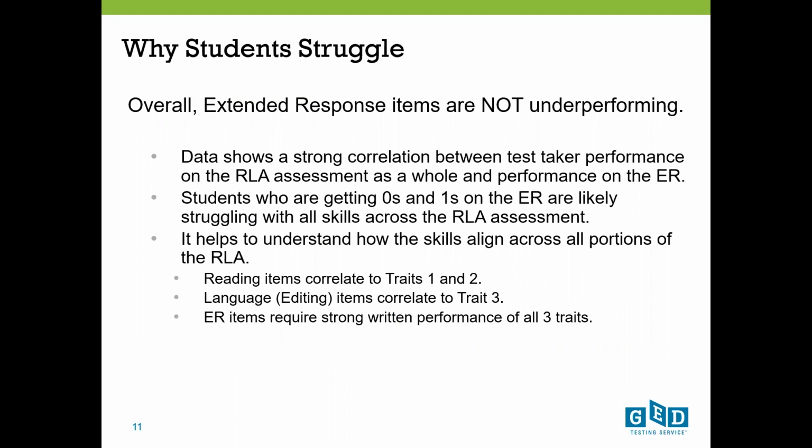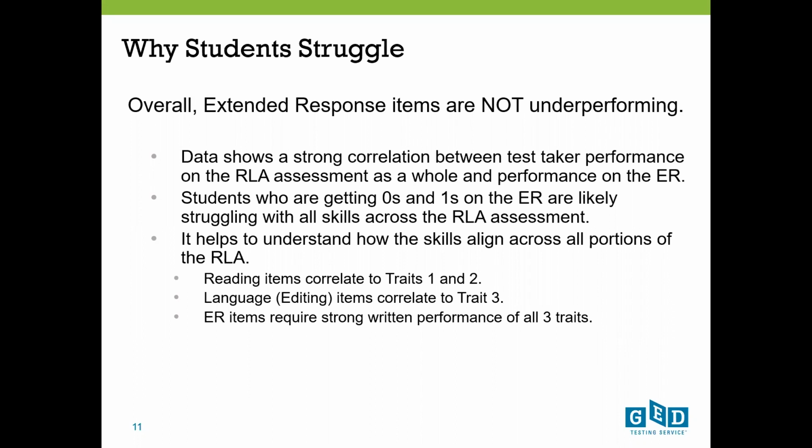So I do want to mention that overall, the extended response items are not underperforming. And what we mean by that is that data is actually showing a strong correlation between test taker performance on the RLA assessment as a whole and performance on the ER. So that means that students who are getting 0s and 1s on the ER are likely struggling with all skills across the RLA assessment. And the other end of that is that students that are performing well on the RLA assessment as a whole are likely getting higher score points on the ER.